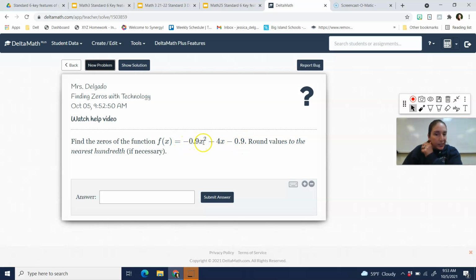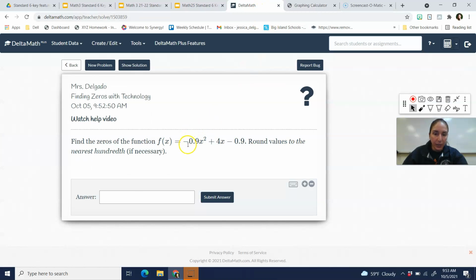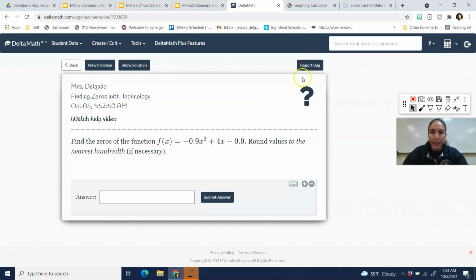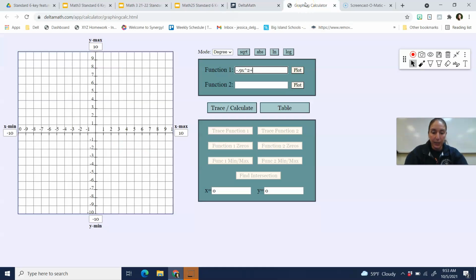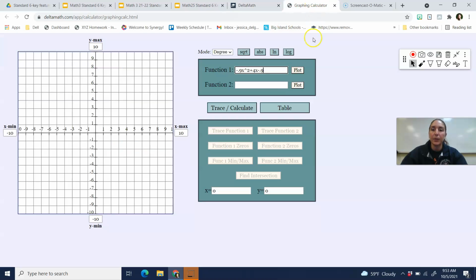So here's our new function. Let's find the zeros of this guy. So let's go calculator, drop-down menu, graphing calculator. All right, I need to put my function in. My function is -0.9x squared plus 4x minus 0.9. Let's verify that that was right. Cool. Plot it. There it is.